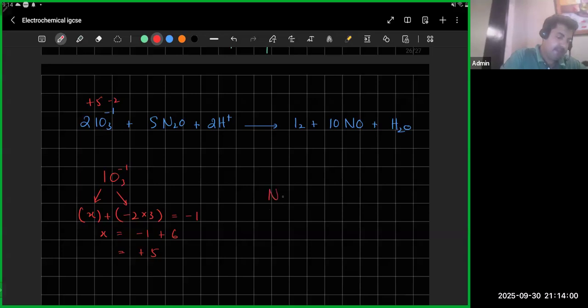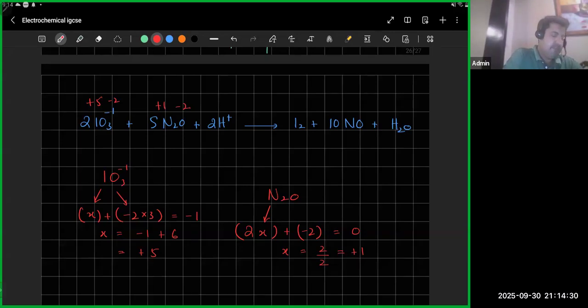Okay, next one, N2O, right? So I need to figure out what N2O is. I don't know what N is, basically. So N is X. And there are 2 of them. So that's 2X. O I know is -2. And overall, the molecule is neutral. So if I solve for this, 2X is equal to 2, and 2 divided by 2 gives me +1. So that means my N is +1, and the oxygen is -2.